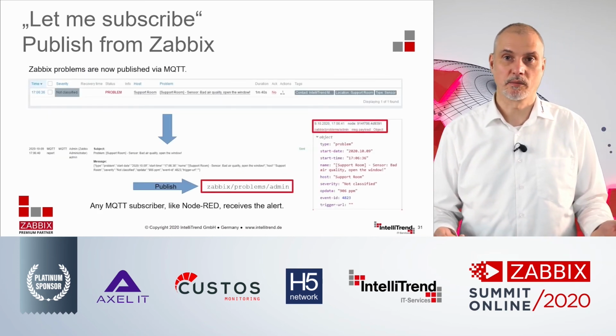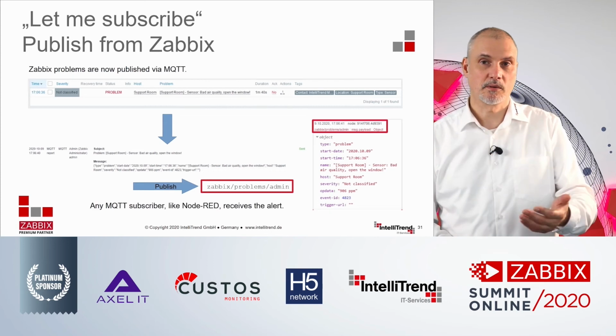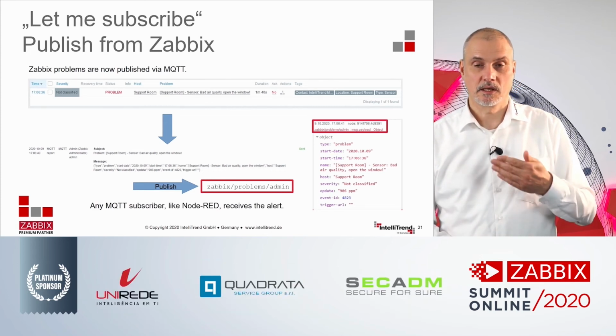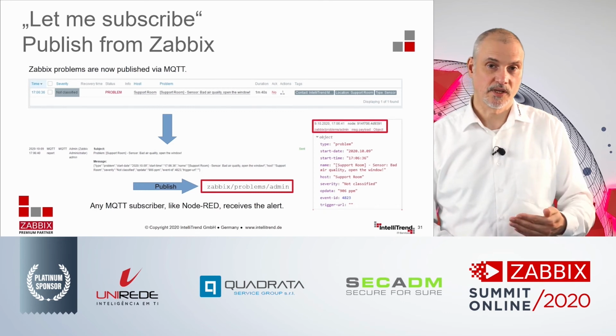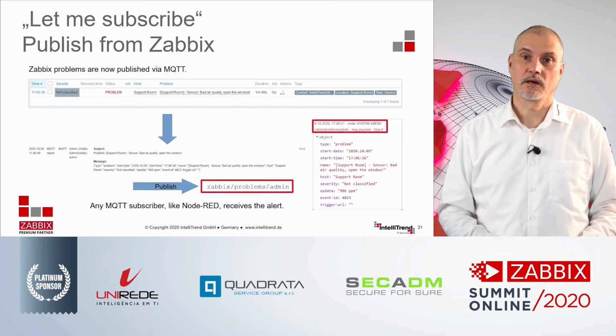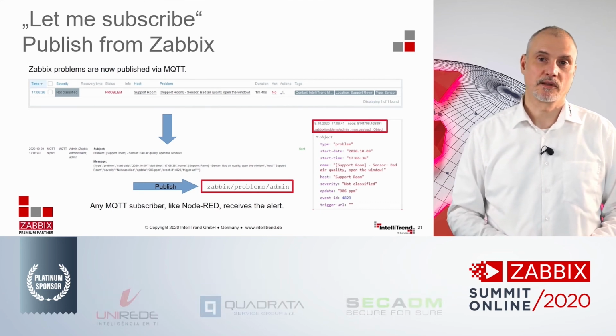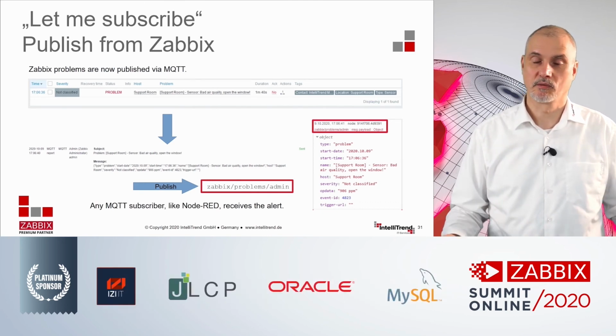We have our problem view. You see there is a problem. You see the action has stepped in, and the media type fired using the subscription, and in the debug node of Node-RED, we see that we received the data from Zabbix. So perfectly fine.